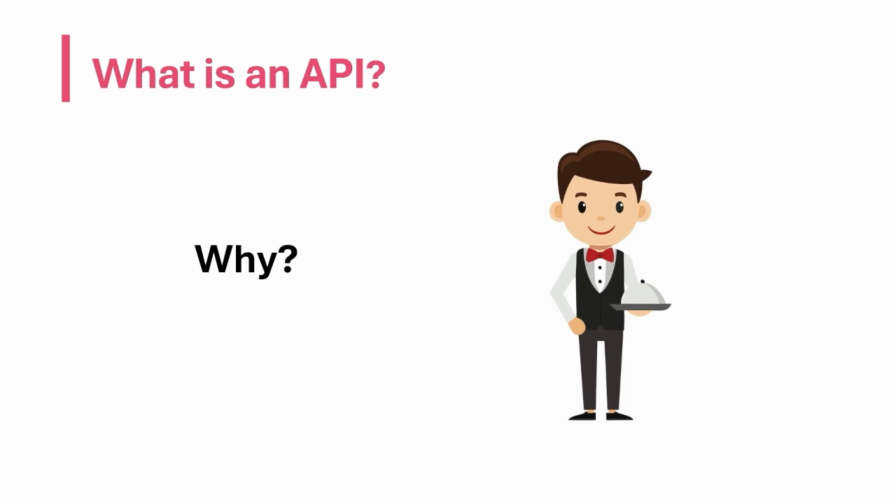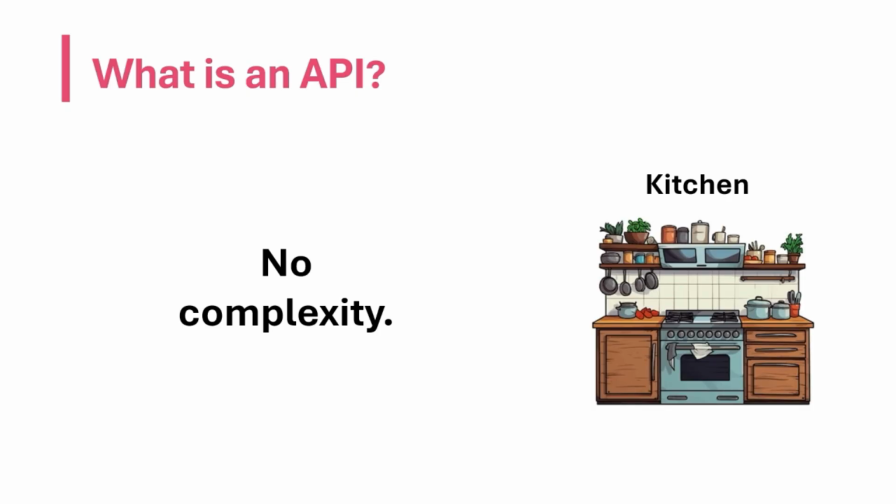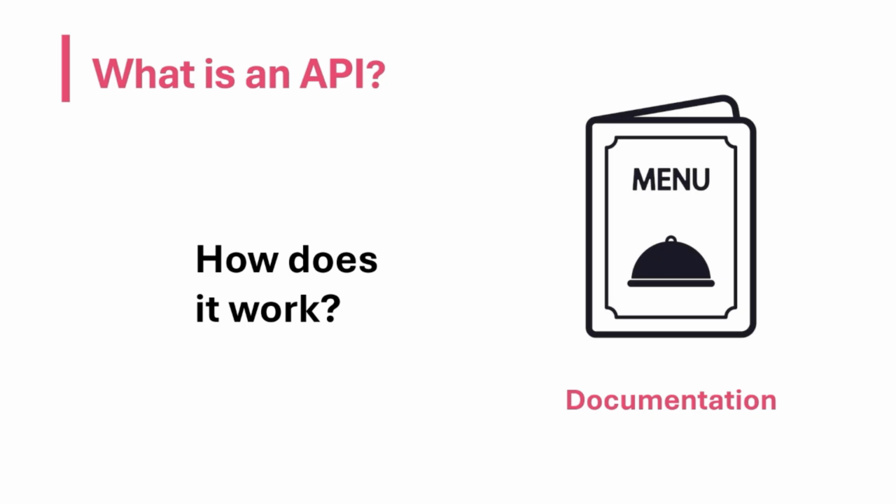So why do we use an API? Because without an API, your program would need to know how the other program works internally, which is hard and messy. And with the help of an API, you just follow simple instructions. That is the documentation to get what you need. So you don't need to care about the inner workings; the API handles it for you. In our example, we use the menu as our documentation, that is our guide, so we can get the idea of how an API actually works.